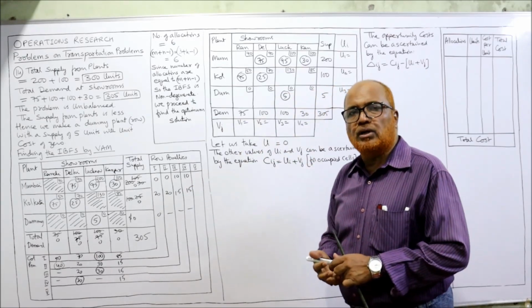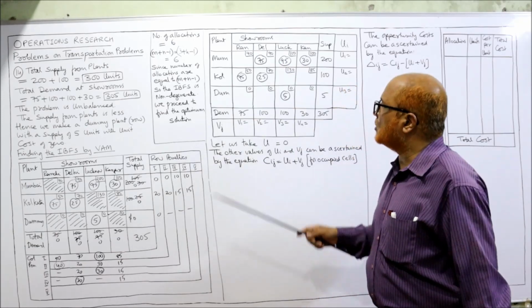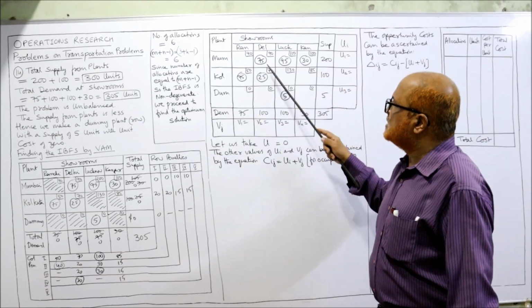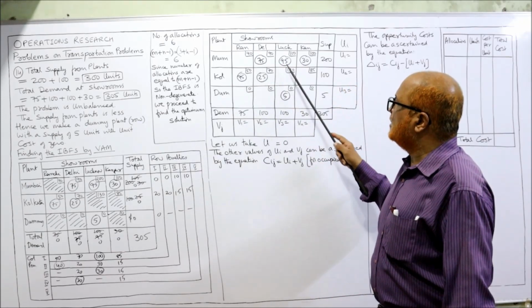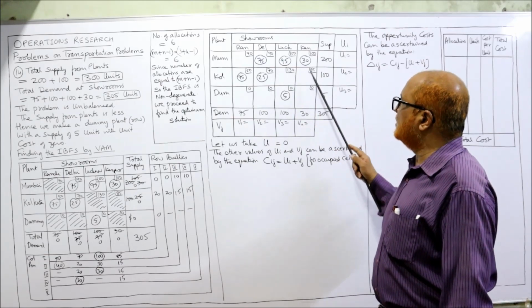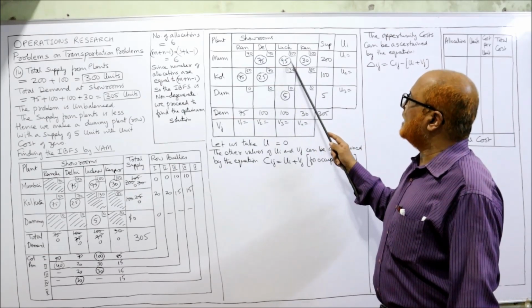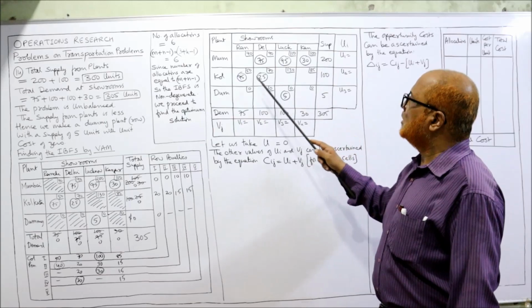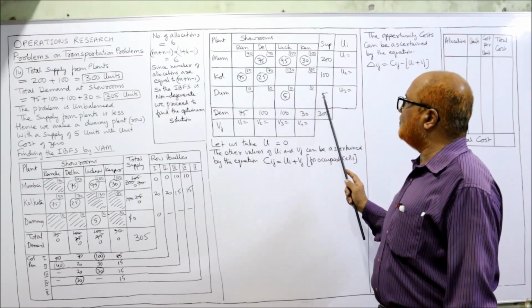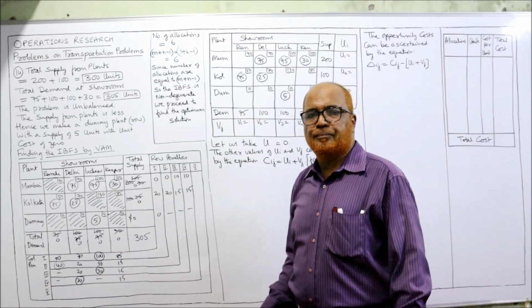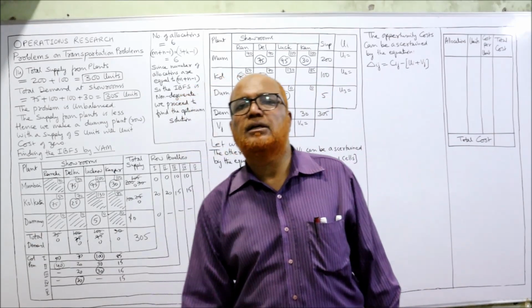So check whether total demand and supply are correct or not. 75 plus 25 is 100. 95 plus 5 is 100. 75 plus 95 plus 30 is 200. 75 plus 25 is 100. Here 5. That means we have allocated correctly.